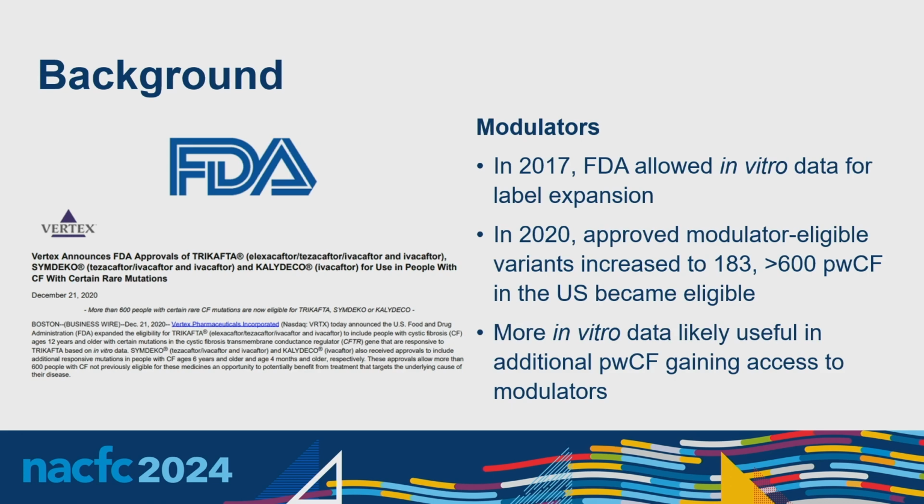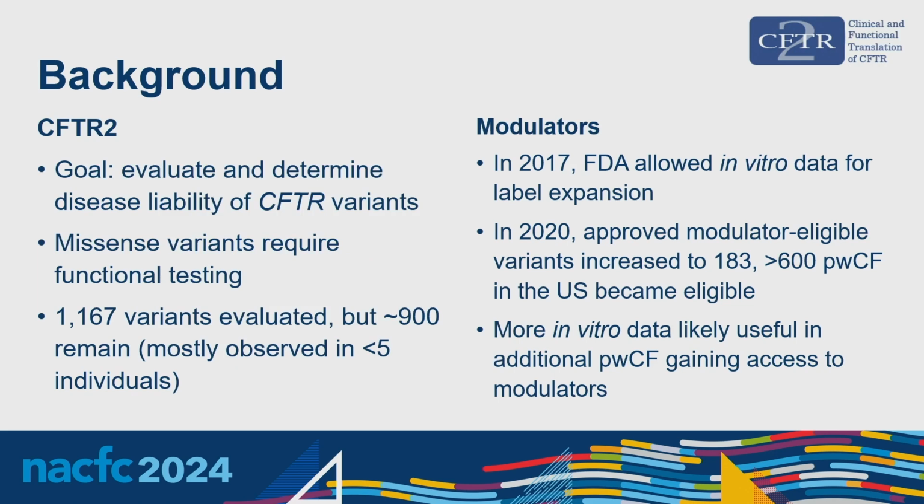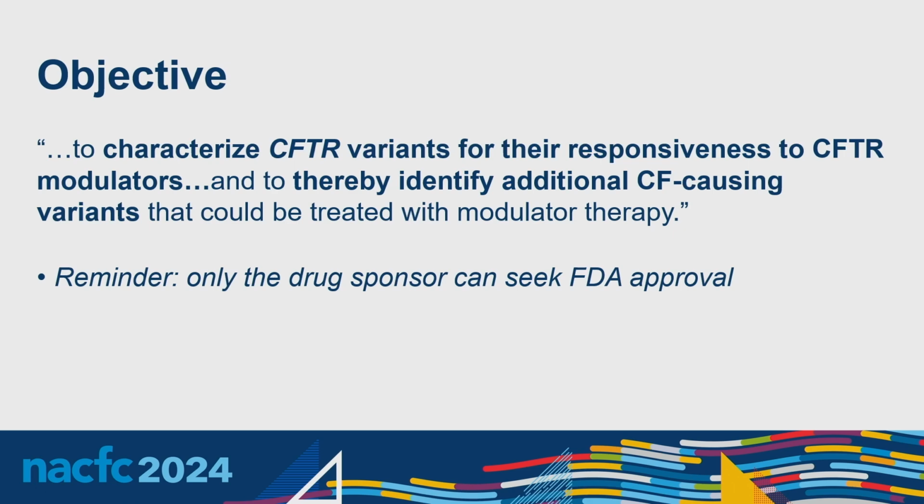And so the idea behind this project was that more in vitro data is very likely to be useful in determining who else could respond to CFTR modulators if we could just test more variants. And again, along the way, CFTR2 needs missense variant testing on a baseline level. CFF wants therapeutic testing. And so we married these two things into one project. The objective of this manuscript, which I've condensed, is essentially to characterize CFTR variants for their responsiveness to CFTR modulators and thereby identify additional CF-causing variants that could be treated with therapy.